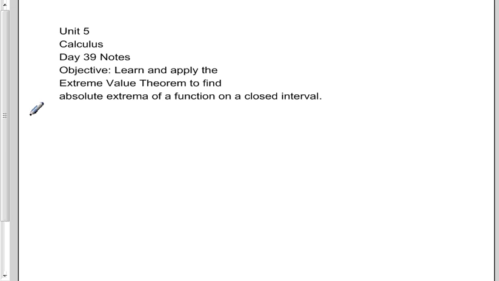Calculus Unit 5, Day 39 notes. Our objective is to learn and apply the extreme value theorem to find absolute extrema of a function on a closed interval.